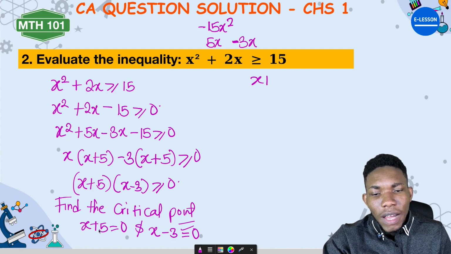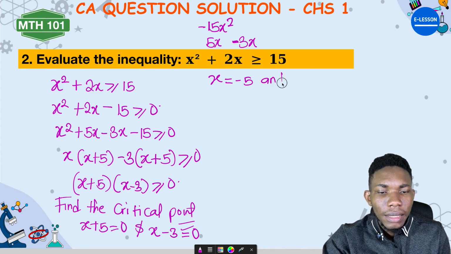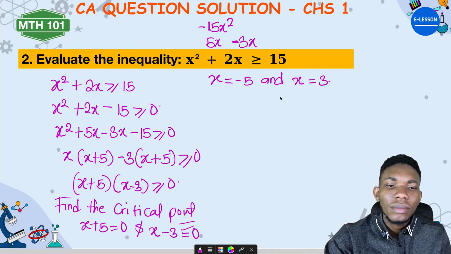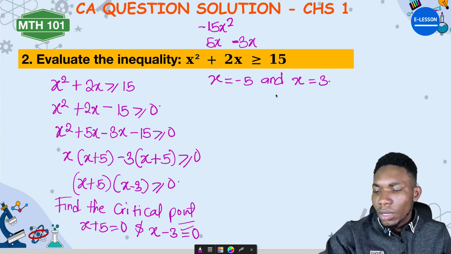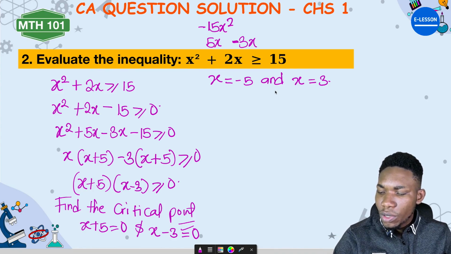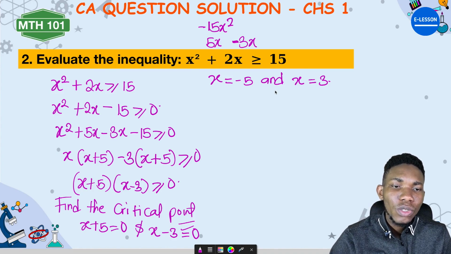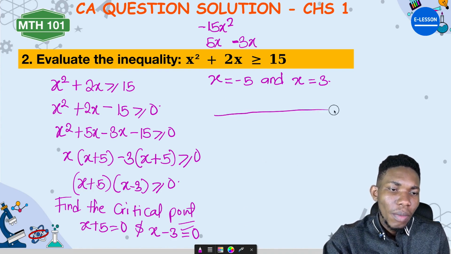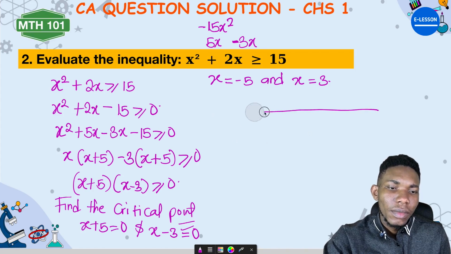So let us now find the value for x. x plus 5 is equal to 0. If you find x, this positive 5 crosses to this side, my dear student, x will be equal to minus 5. And if this 3 crosses to this side, x will be equal to 3. Is that okay? Now, these two values will split the number line into 3. Now, what number line are we talking about? If I draw a number line like this, it is not neat.